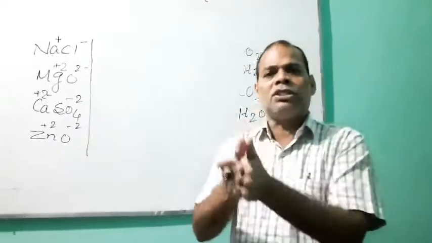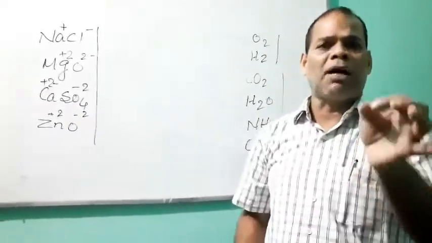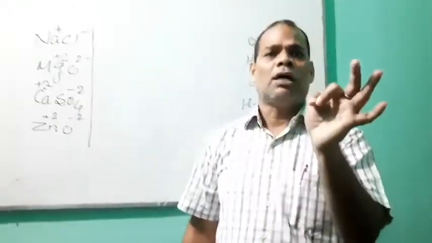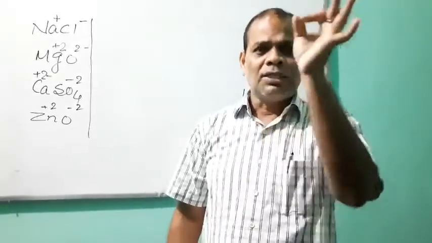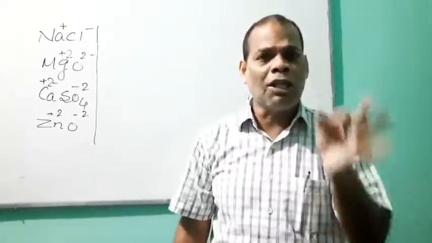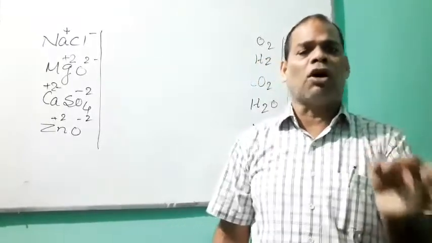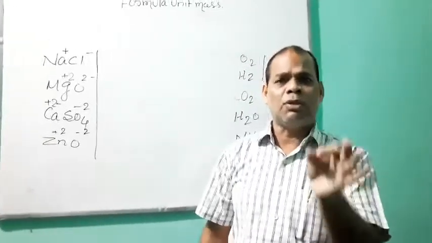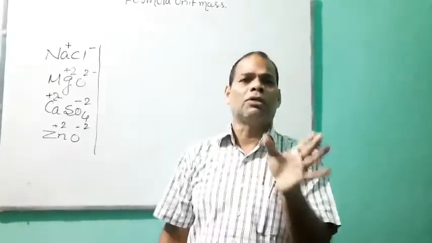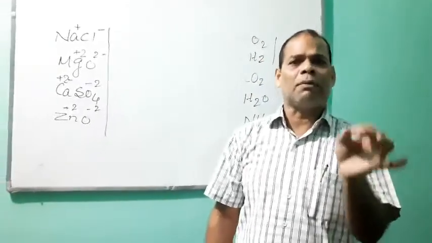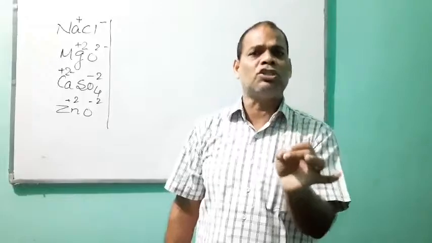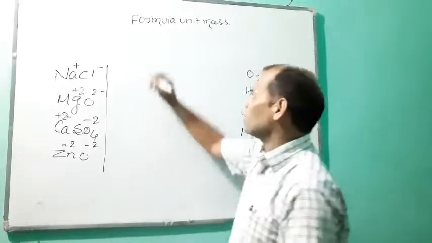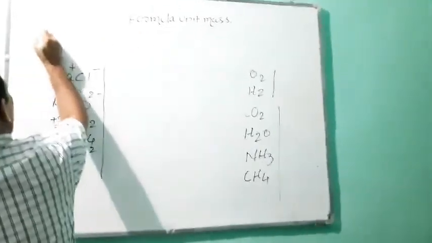So formula unit mass is also the sum of the atomic masses of all the atoms present in a formula unit of a compound. What did I say? Formula unit mass is the sum of the masses of all the atoms present in a formula unit of a compound. The sum of all the atomic masses present in a formula unit of a compound is called the formula unit mass of a compound.